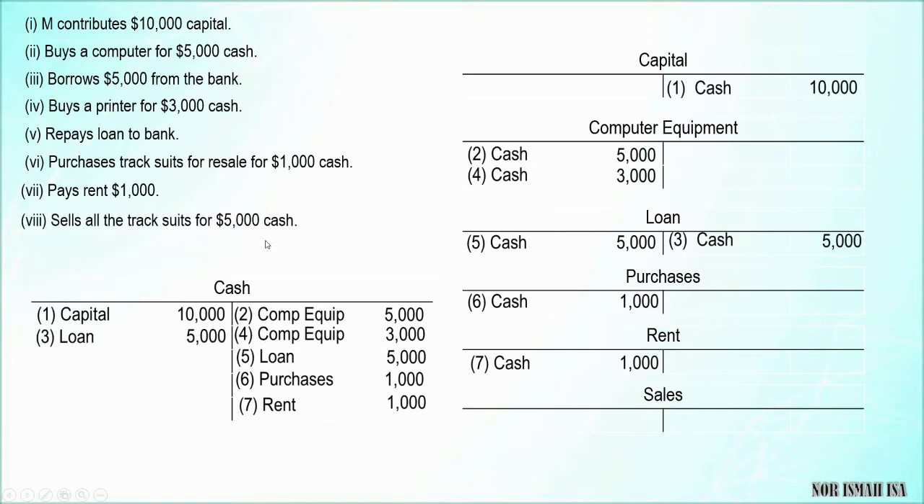And lastly, sells all tracksuit for 5,000 cash. So when the company sells goods, the company will receive cash. So it will increase the cash account. So debit the cash account 5,000 because of sale. The sales amount is revenue that will increase the equity. So you credit this account 5,000 and the description is the cash that received.